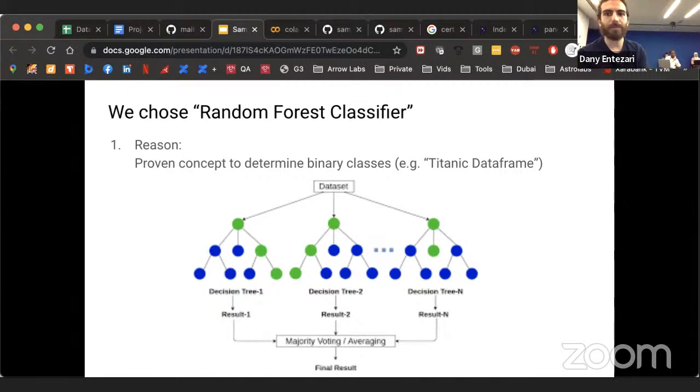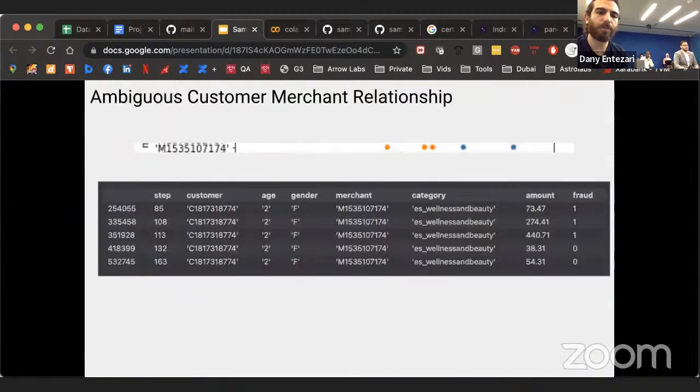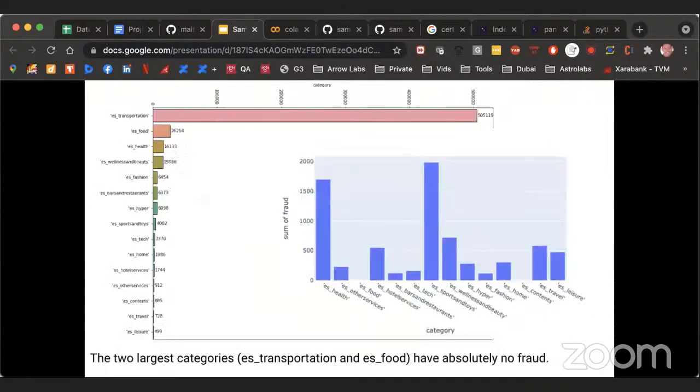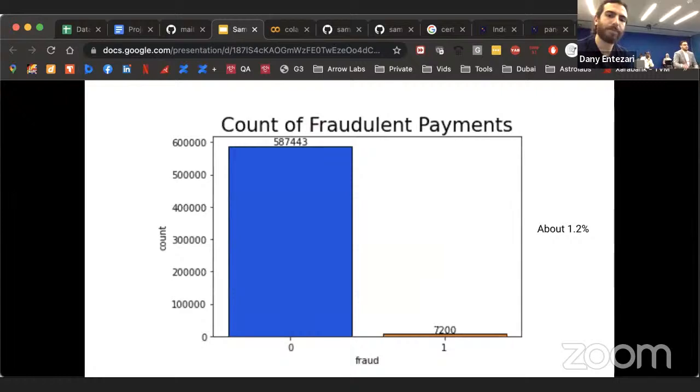Can you go back to the slide of how much fraud and not fraud? So the slide is showing the ratio of fraudulent and not fraudulent transactions. Yeah, what do you mean by fraud and not fraud?